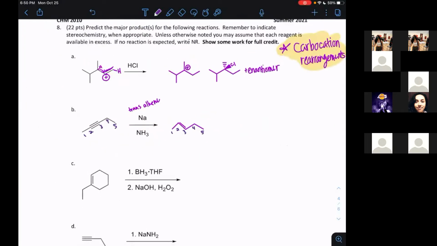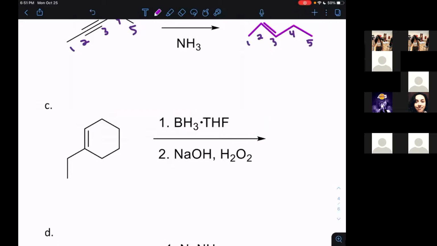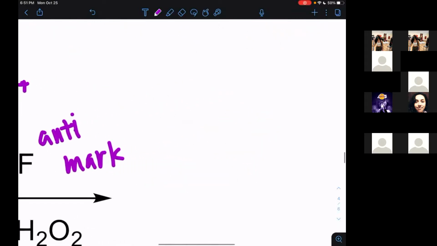So that's it for that one. This one. That reaction gives you OH and H in an anti-Markovnikov way, right? Yes, it's a hydroboration reaction. Okay, cool. And in addition.